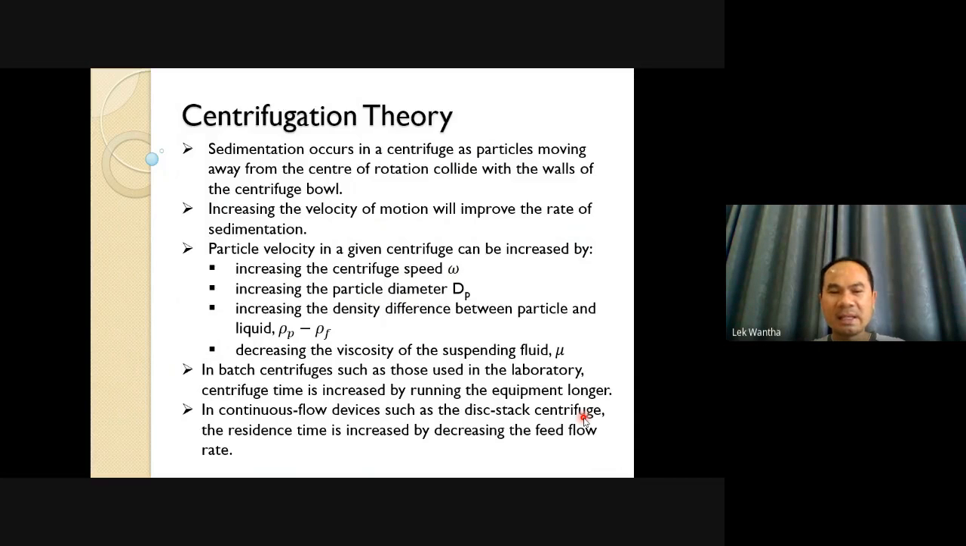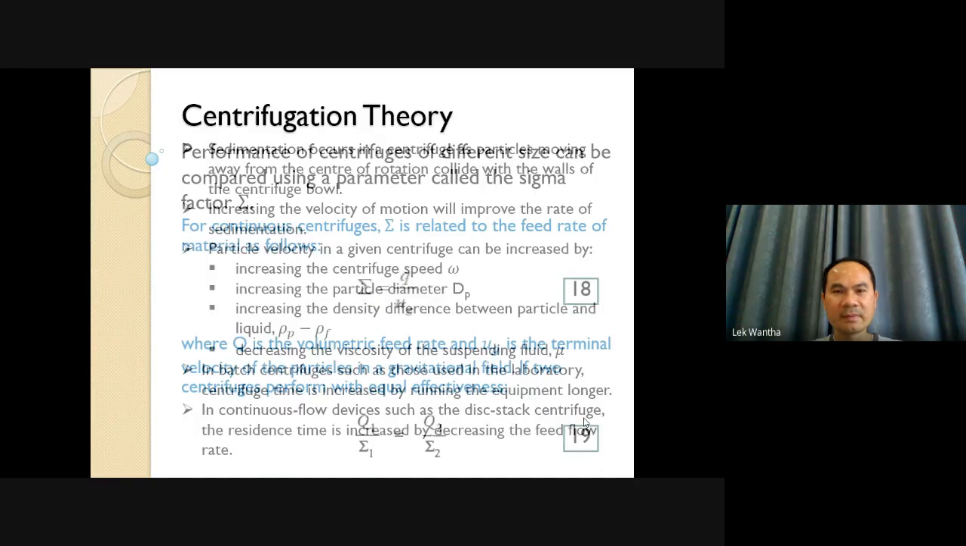That's also true in continuous flow devices such as the stack centrifuge. The residence time is increased by decreasing the feed flow rate. For batch, it is common that if you run the equipment longer, the residence time is long. For continuous flow, if you want to increase the residence time, you decrease the feed flow rate.